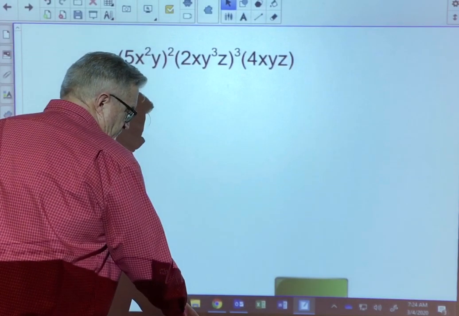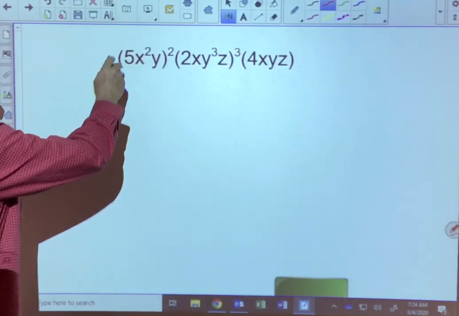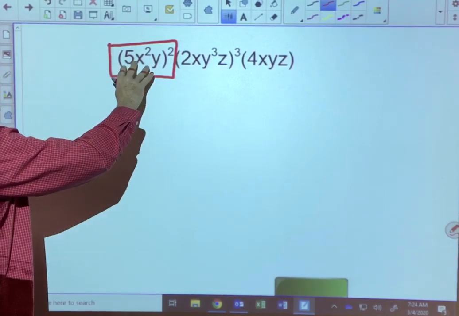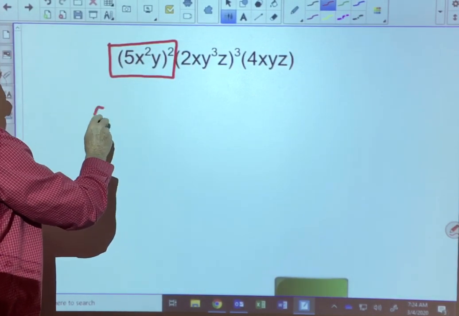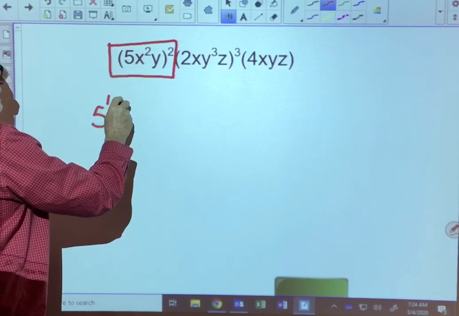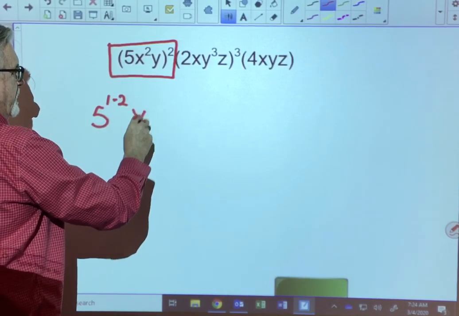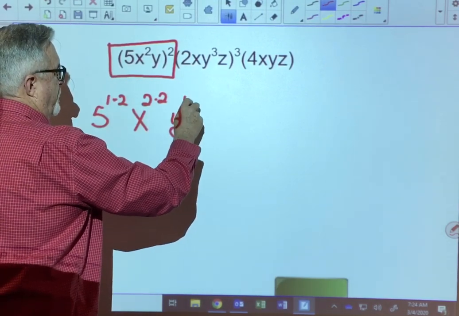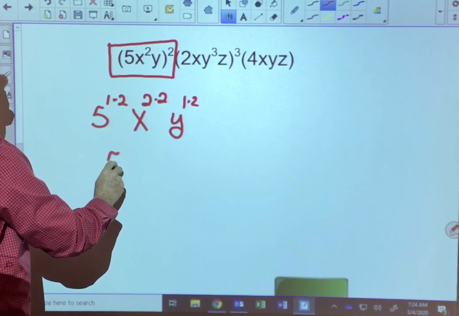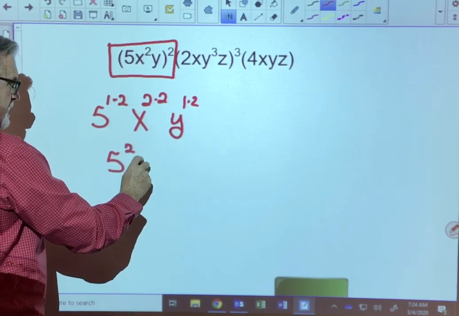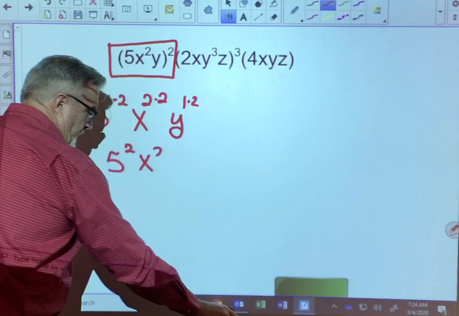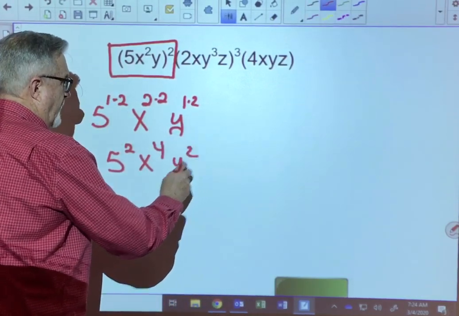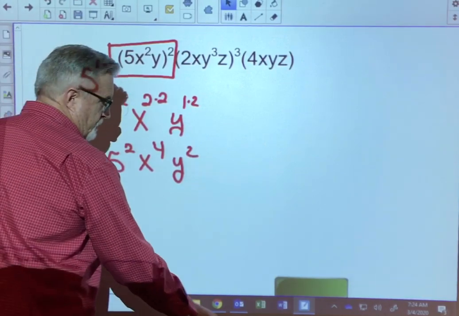We're going to have to go ahead and simplify everything we can in each one of these terms. So I want to take care of this first. Everything inside of here needs to be raised to the second power. So that's going to be 5 to the first power raised to the second power, x to the second power raised to the second power, and y to the first power raised to the second power. That's going to give me 5 to the second power, x to the fourth power, and y to the second power. All right, that took care of the first one.